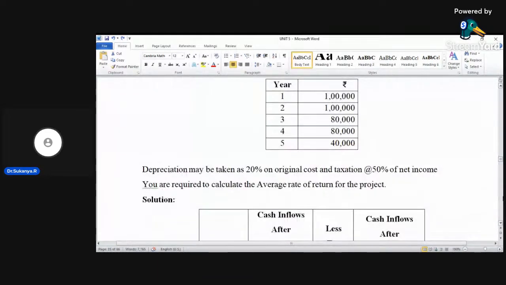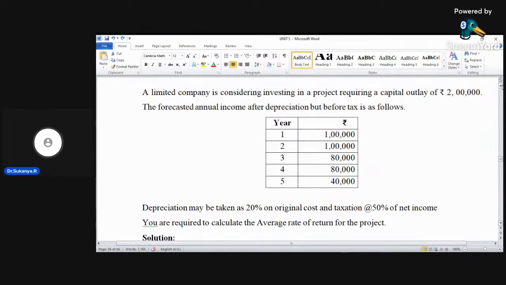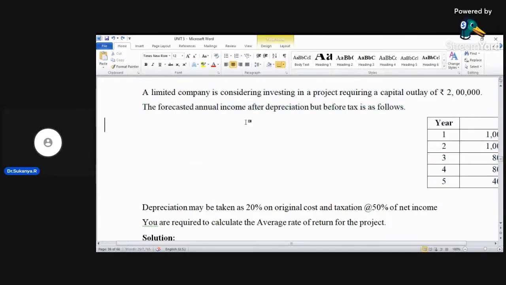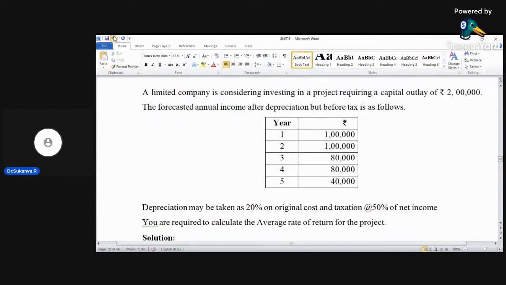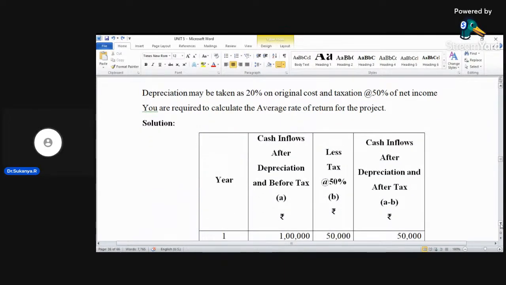Have a look at this. They have given this question. Once again, let me repeat. A limited company is considering investing in a project that requires a capital investment of 2 lakh rupees. So this is the original investment, that is 2 lakh rupees. And the annual income after depreciation but before tax is 10,000. Now they've given you the depreciation, which is 20% on original cost, and the tax rate is 50%. Now you have to calculate ARR.